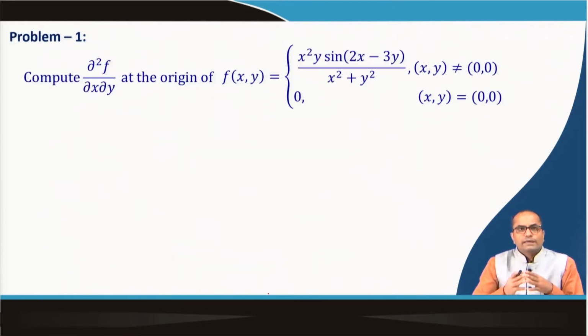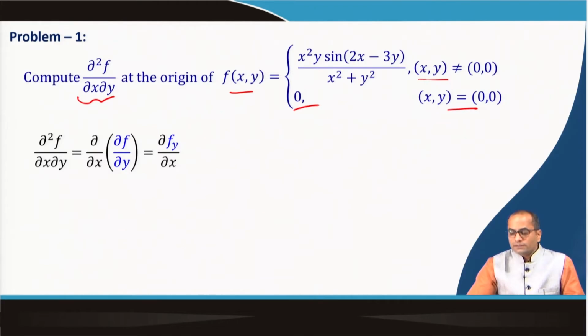Let us go to the problem directly, because we already have the definition of how to get the partial derivatives of first order, and here we will be differentiating two times. For instance, we want to compute del 2 f over del x del y at the origin of the function f(x,y). The function is defined for (x,y) not equal to (0,0) as x squared y over sine 2x minus 3y over x squared plus y squared, and when (x,y) is (0,0), the value of the function is 0.